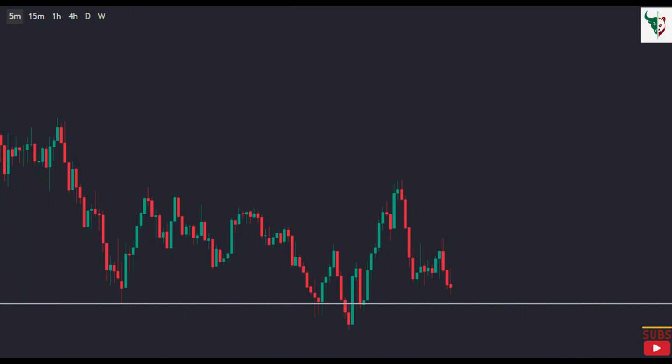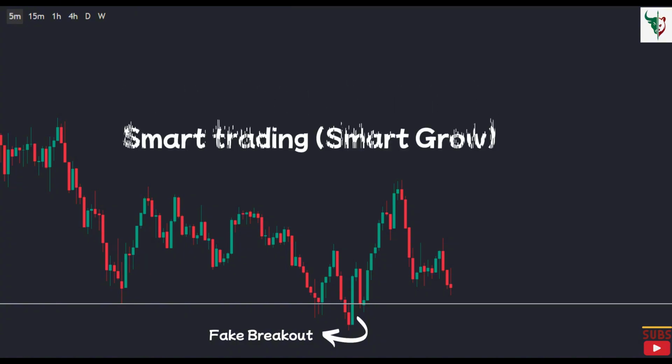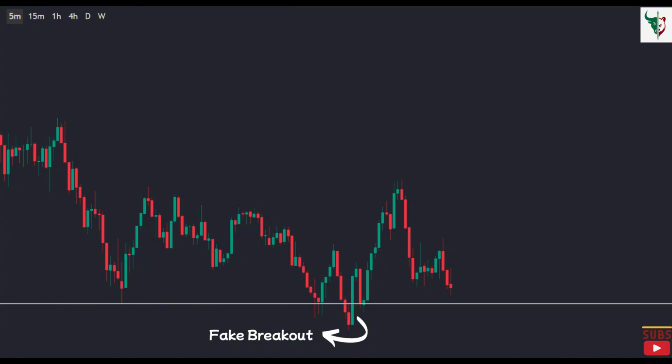Watch carefully. As you can clearly see here, if you had drawn a support zone on the 5-minute time frame, you could have been trapped in this fake breakout. But instead, we used the 15-minute time frame, which helped us avoid the trap. This is the power of smart trading, and the real advantage of multi-time frame analysis. That's why I strongly recommend avoiding support zone decisions based only on the 5-minute chart. Always confirm with higher time frames like the 15-minute for better accuracy.